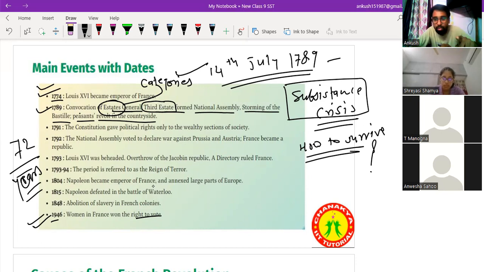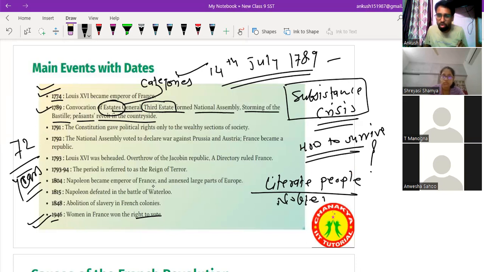So nobility? Nobles also. Those who were actually helping the king while taking some decisions were called nobles. In very simple terms, those people were the literate people. These nobles were helping the king while making decisions on behalf of him. So because of these critical or tyrannical situations, or the imposed things, the third state formed the National Assembly.